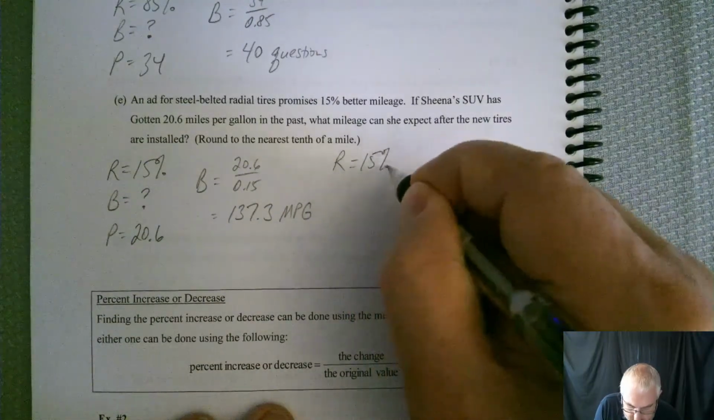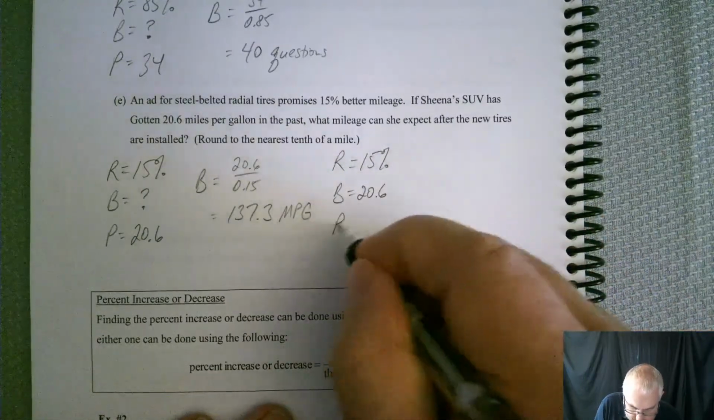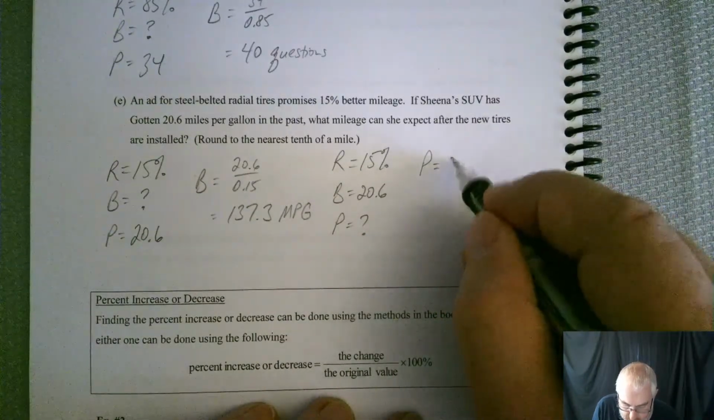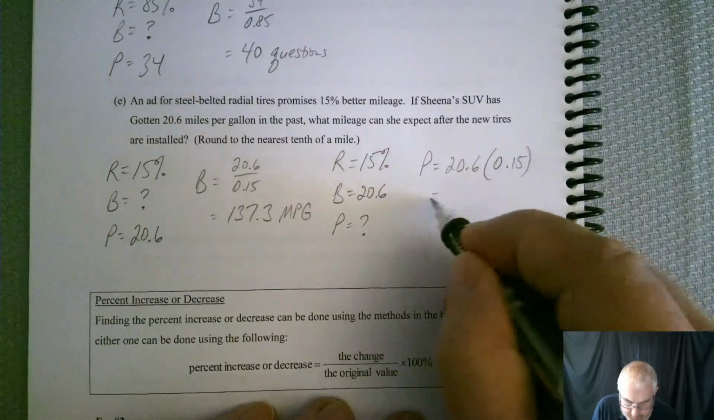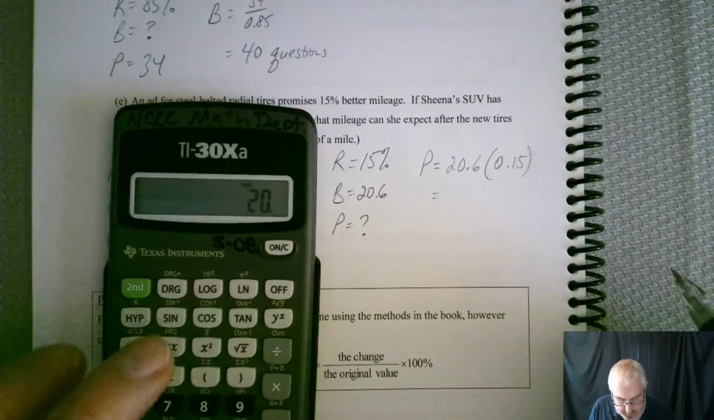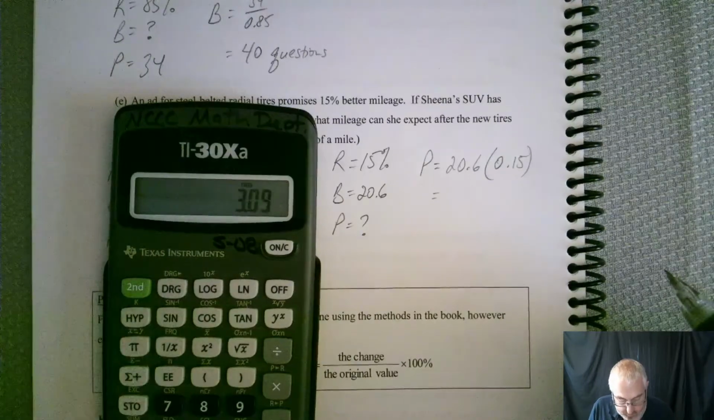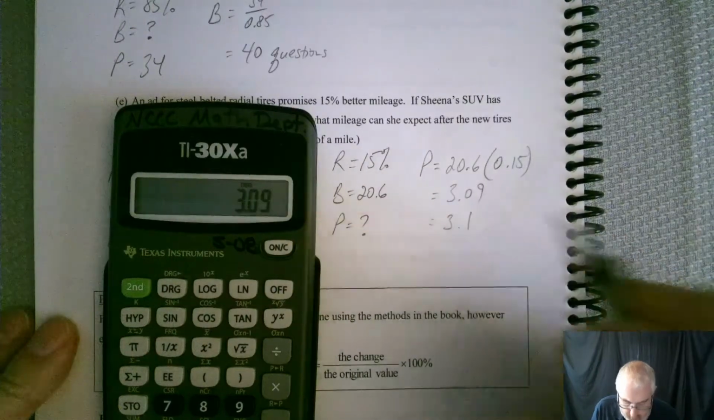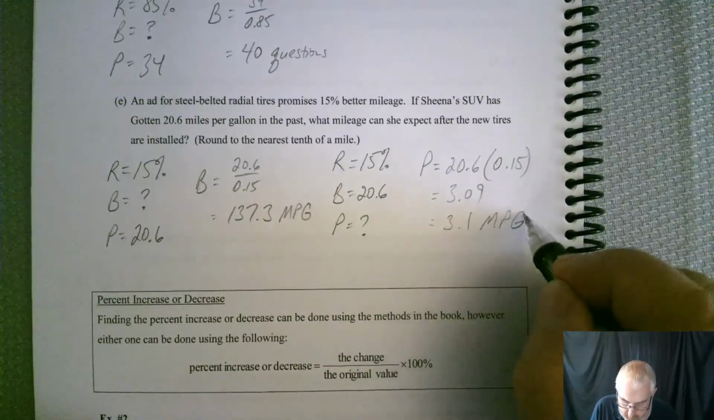So we still got 15%. The base we're going to call 20.6. And so the part we're going to say is unknown. So now the formula says we need to multiply those. So 20.6 times 0.15 equals 3.09, which will round to 3.1. And again, that's miles per gallon.